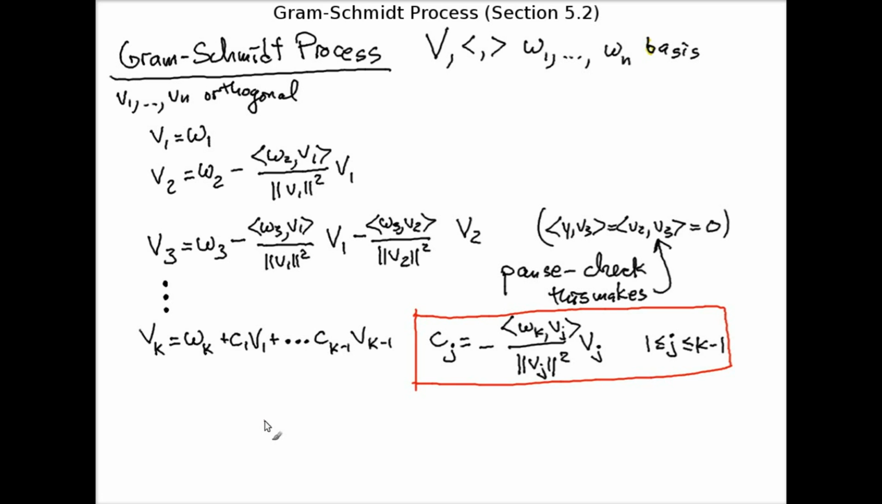Let's just stare at it for a minute. It's an inductive procedure. You compute these vectors one at a time, V1, V2, V3. And once you've computed the first K minus 1 of them, you can compute the next one by taking WK plus this linear combination of the previous ones, where the constants are given by this formula, which involves the VJs that you've already computed.